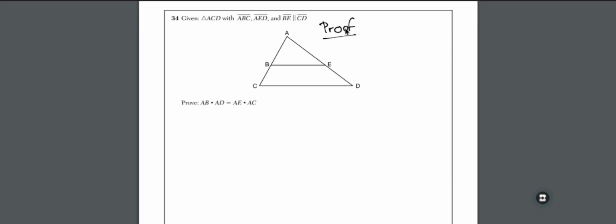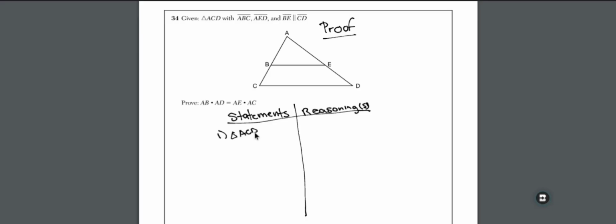So, I learned, and many of you learned, the two-column proof. I have my statements, and I have my reasons. Okay? Now, statement number 1, always put your given. You have triangle ACD with ABC, AED, and BE is parallel to CD. That is given.